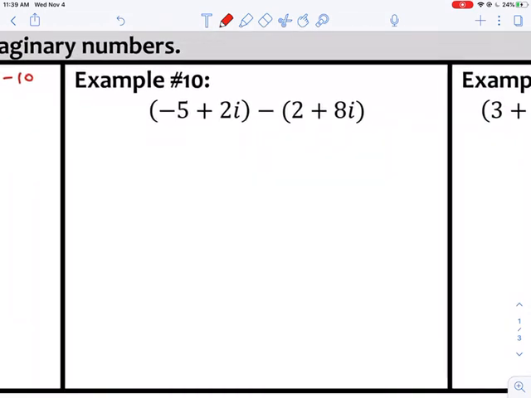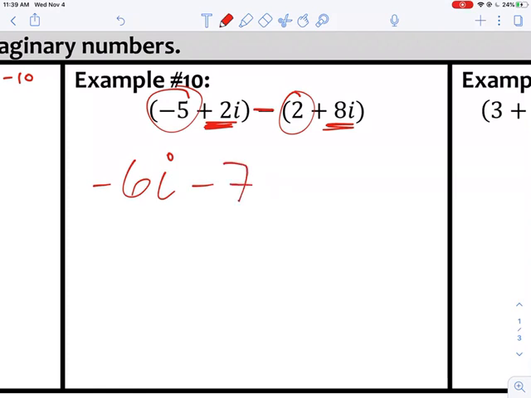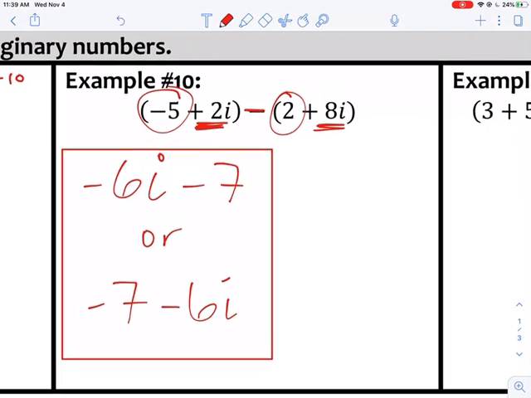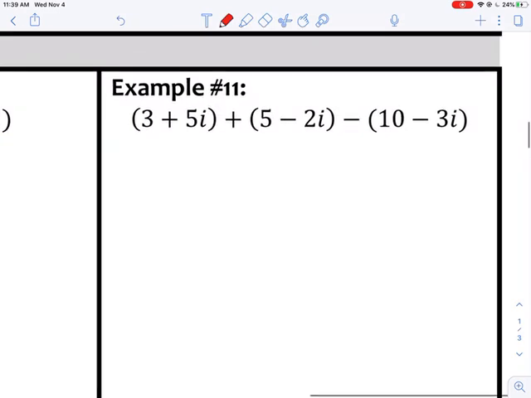All right, again, we're going to combine our like terms. I'll put the i's first this time. So 2i minus 8i. So 2 minus 8 is -6, keeping the label of i. And then we're going to go -5 minus 2. So -5 minus 2 is -7. So this, or if you switch it to -7 minus 6i, both are appropriate and fine. So just combining like terms.